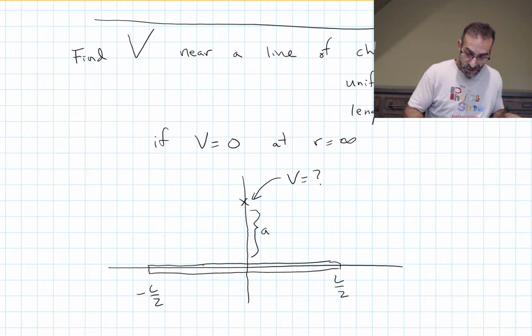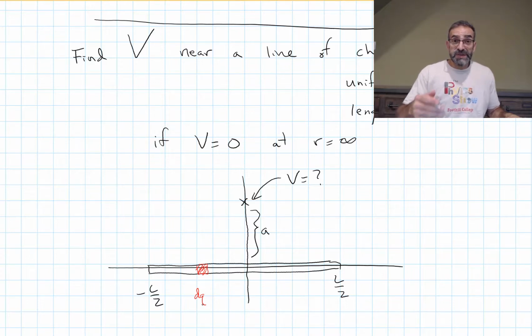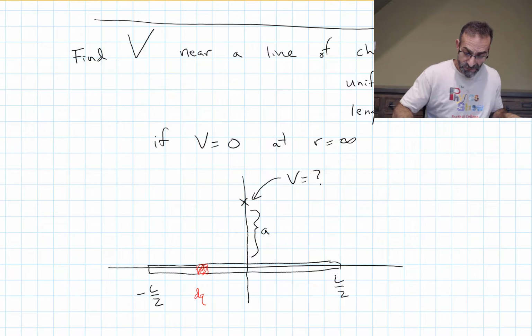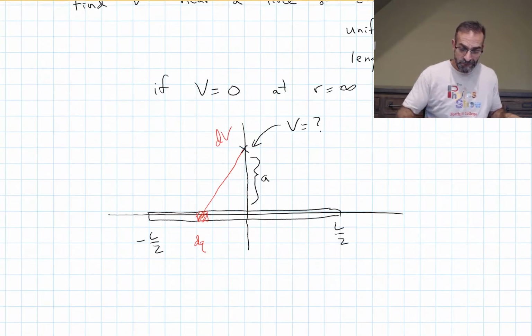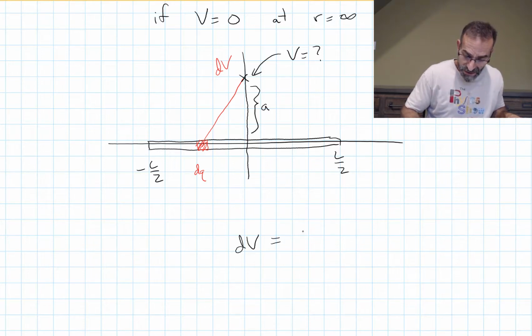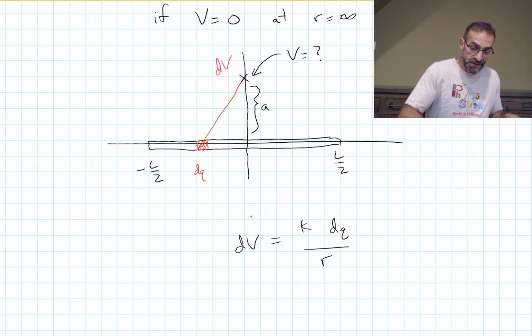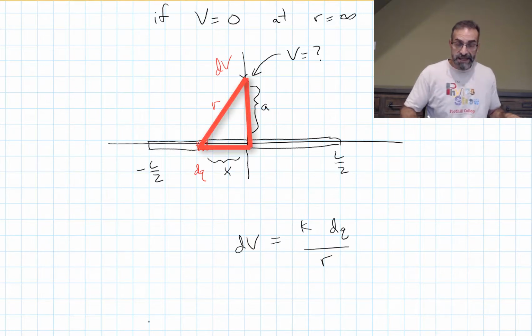We pick some arbitrary little chunk of charge, dq, and say that is contributing to the total potential at that location, and its contribution is dV. And how do we find the potential due to this little chunk of charge? We treat it like a point charge, and we say the potential is K times the charge over the distance. The distance is from dq to our point of interest, the hypotenuse of this triangle. That's x, the other side is a, and the hypotenuse is r.